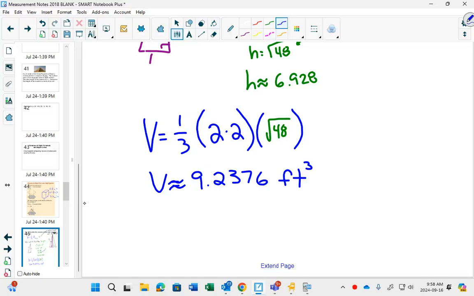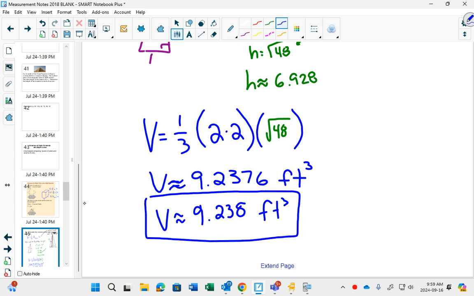Okay? If this question said round to 3 decimal places, you'd have 9.238 feet cubed. Again, once you have a final answer, it's good to make sure you've got your units. Good to put a square box around it because you've done a lot of figuring in these questions, so you can sort of say, here I found my final answer. AP Calculus likes you to put a box around the final answer.